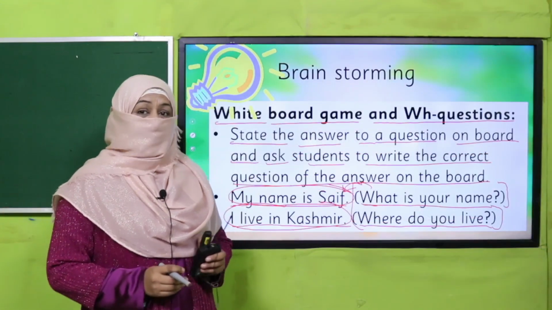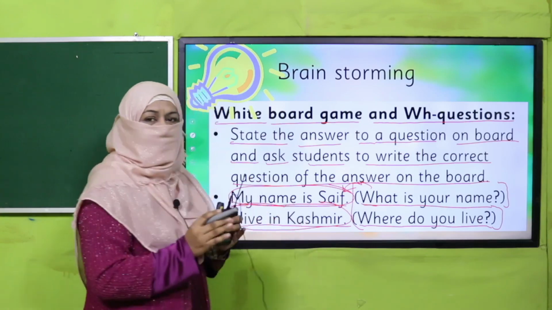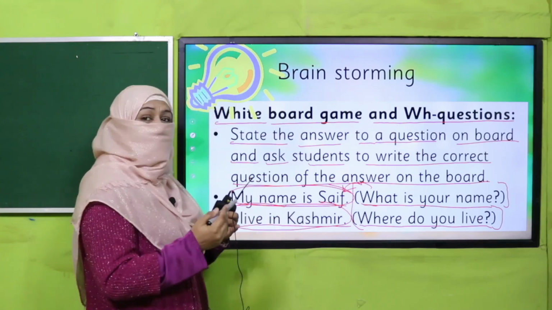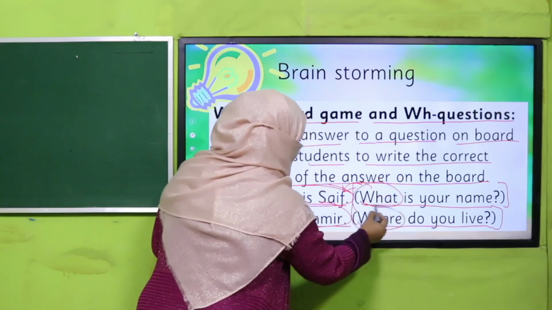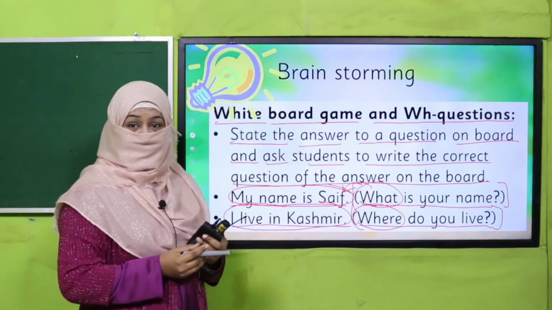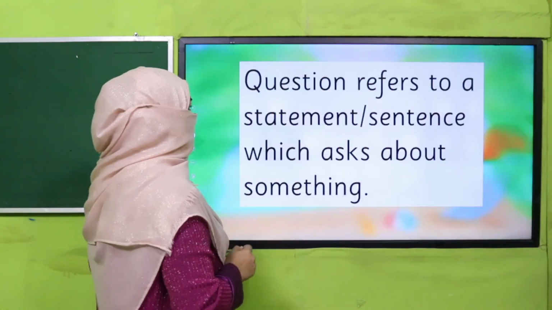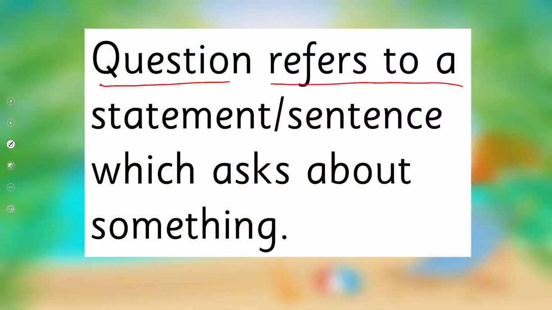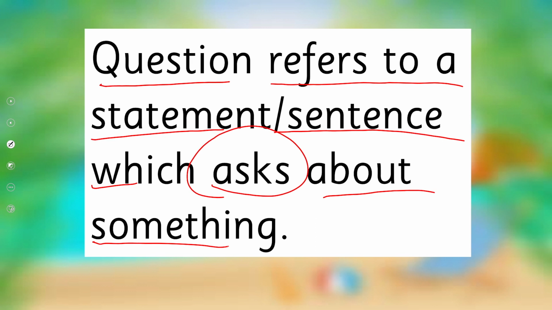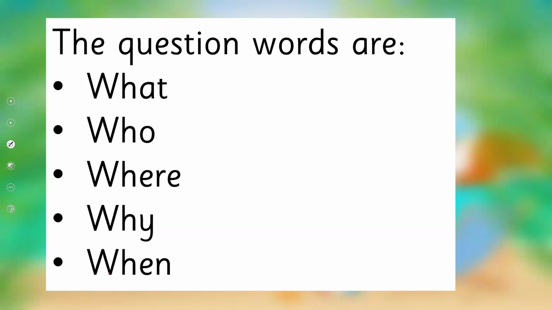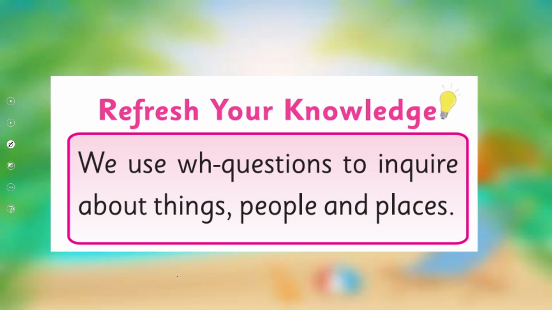Yes, my dear students. Now, did you analyze that for different types of statements, you use different question words? What, where, when, how, right? Did you do that? Okay, so how do we select question words? First of all, a question refers to a statement or a sentence which asks about something. When you are inquiring, you are asking, you make a question, right? And we use words like these: what, who, where, why, when. How do we select a word? Which word is appropriate? So this is the way.